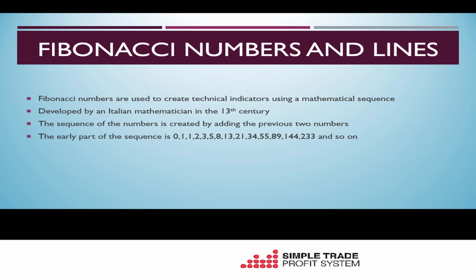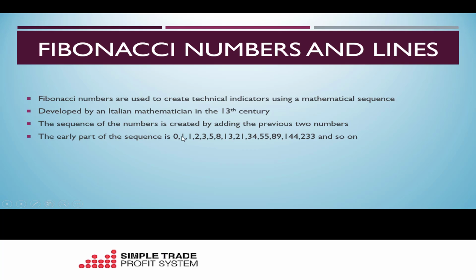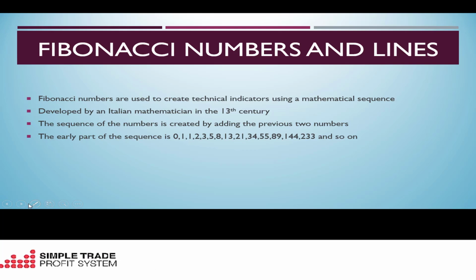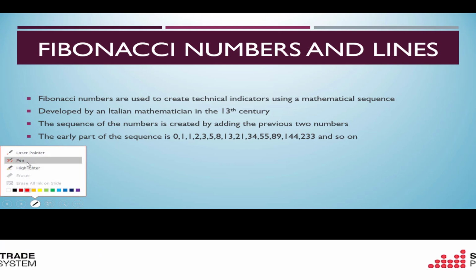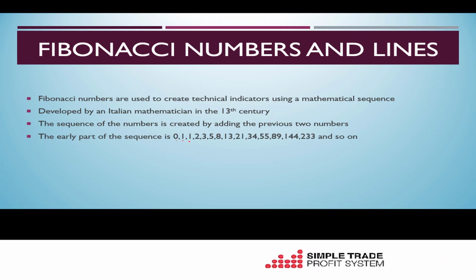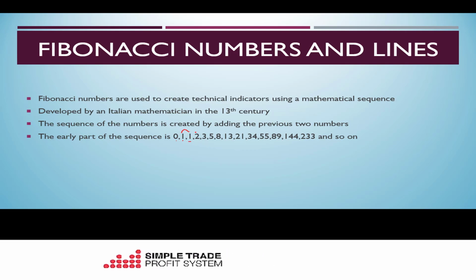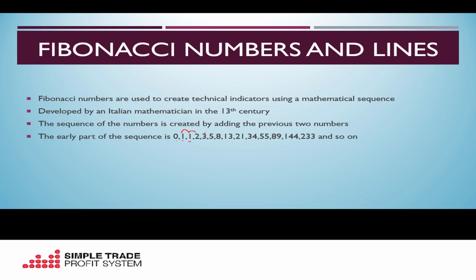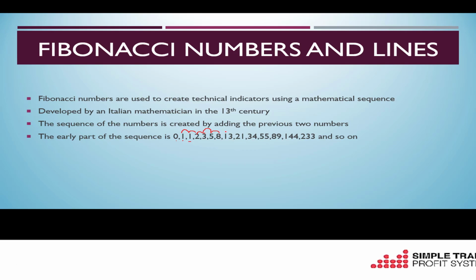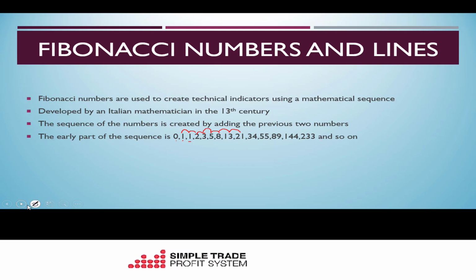The early part of the sequence looks like this: 0, 1. 0 plus 1 is 1. Let me pull out my pen here. So you add the previous two numbers to get the next number. 0 plus 1 equals 1. 1 plus 1 equals 2. 2 plus 1 equals 3. 3 plus 2 equals 5. 5 plus 3 equals 8. 8 plus 5 equals 13. 13 plus 8 equals 21, and so forth and so on. You add the previous two numbers to get the next number.